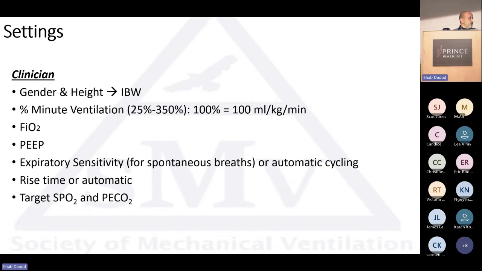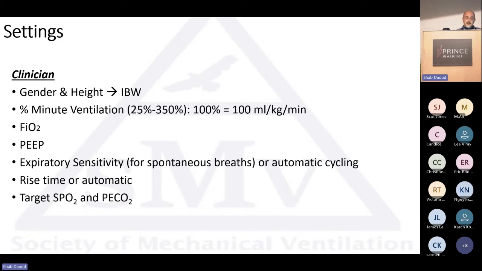You dial the FiO2, you dial the PEEP, you dial the expiratory sensitivity, as if you're dialing pressure support if the patient is spontaneously breathing. Of course, you dial the rise time that we sometimes forget about. Some ventilators, of course, have automatic rise time.